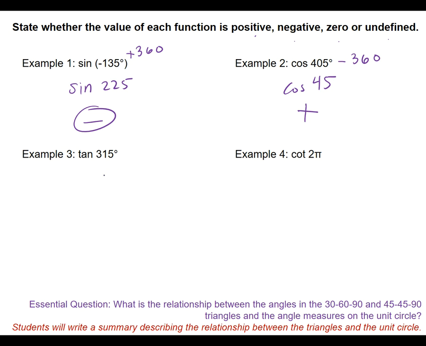Alright. 315. What quadrant is it in? 4. In quadrant 4, is tangent positive or negative? Alright. Cotangent of 2 pi. What quadrant is it in?